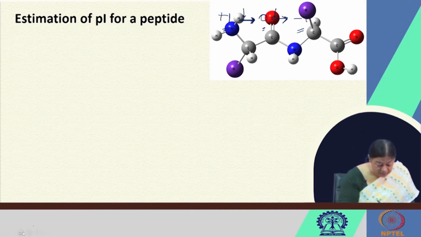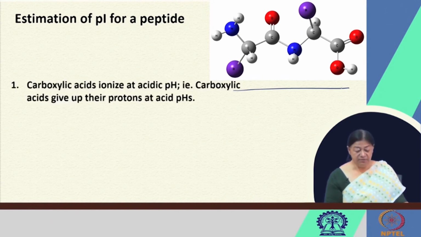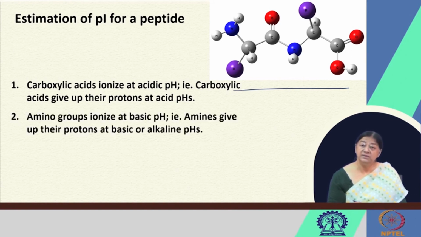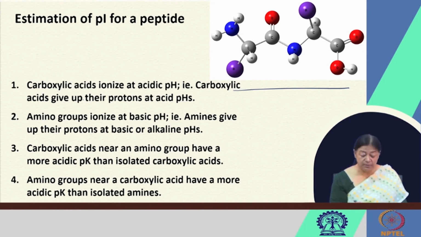In our understanding of the peptide, we are going to look at what are the important characteristics here. If we have the carboxylic acids, we know that they ionize at acidic pH. That means they give up their protons. The amino groups ionize at basic pH, which means they would give up their protons at a relatively alkaline pH range. In addition to that, the characteristic of the environment is also important. So, the carboxylic acids near an amino group have a more acidic pKa. What does it mean? It means that they would lose their proton easily because of the amino group present in the environment. Similarly, amino groups near a carboxylic acid would have a more acidic pKa than isolated amines.